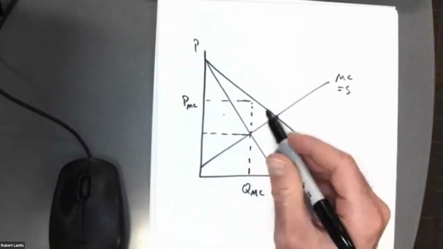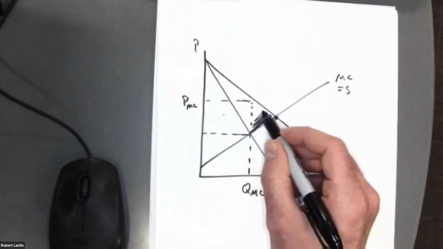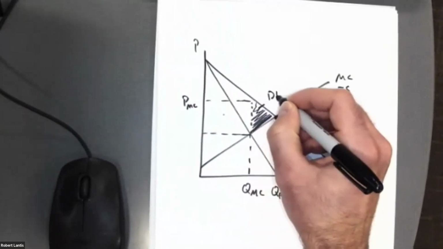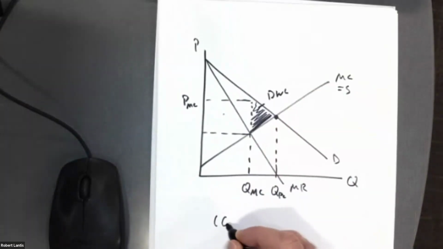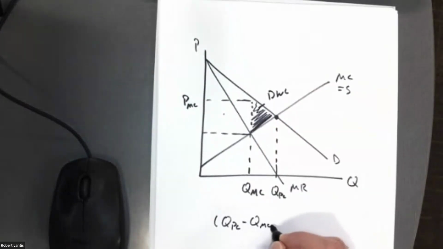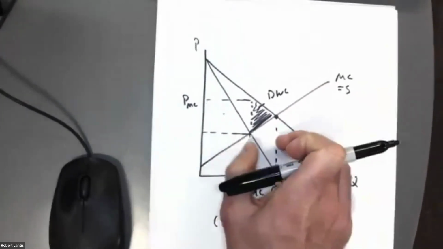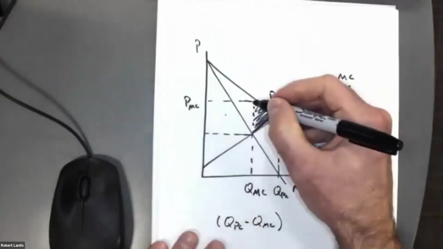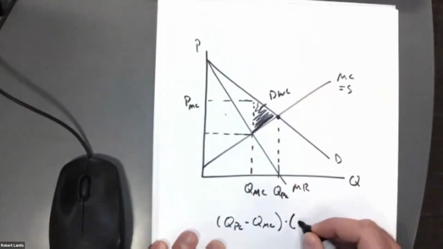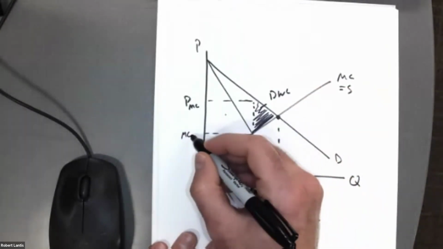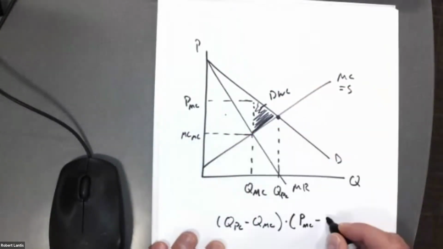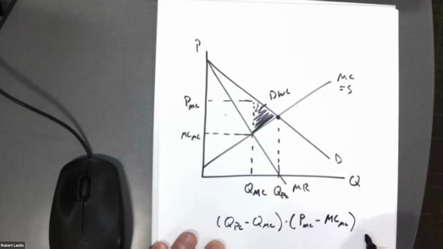So what is this deadweight loss always going to be? Well, it's all these units that we're not producing. So the difference between the perfectly competitive quantity and the monopolistically competitive quantity, that's the base of my triangle. What will the height of my triangle always be? It's always going to be the difference between the price and the marginal cost of that monopolistically competitive firm.